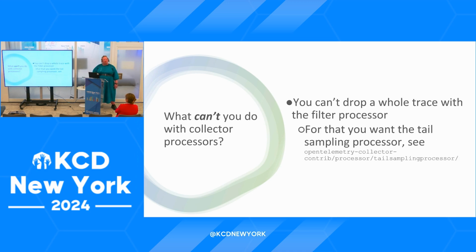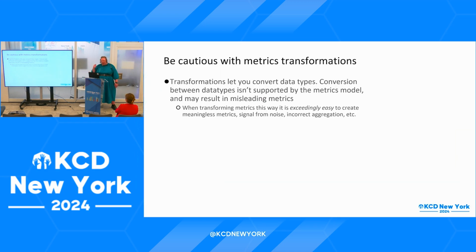You can't drop a whole trace. So you can send an empty trace, and you can rewrite the trace ID to be something gobbledygook, but you can't drop a whole trace with the filter processor. For that, you want the tail sampling processor. And that's actually a fairly good use of the tail sampling processor, rather than what some people try to do with it.